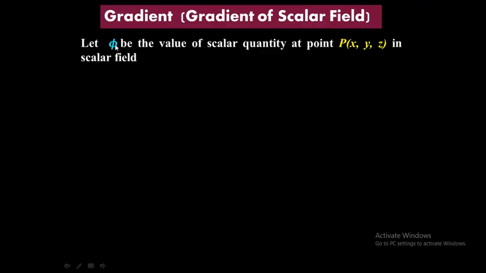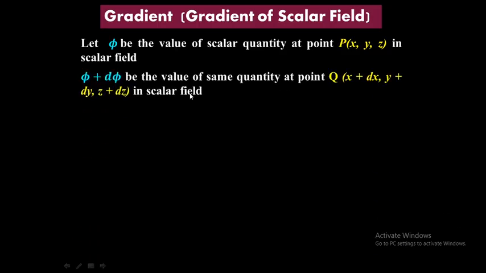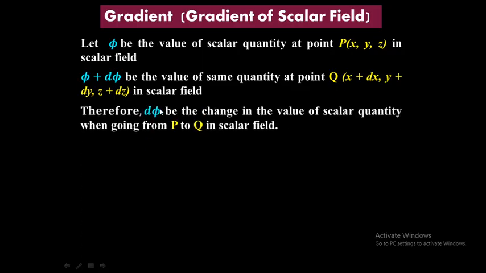We have considered phi to be the scalar quantity or scalar function at point P in the scalar field. So phi plus d phi is the value of scalar quantity or scalar function at point Q, x plus dx, y plus dy, z plus dz in the scalar field. Therefore d phi is the change in the value of scalar quantity when going from point P to Q in the scalar field.